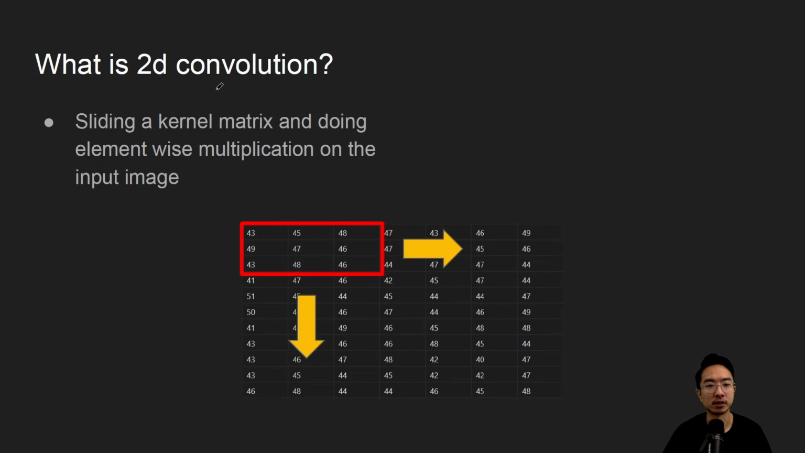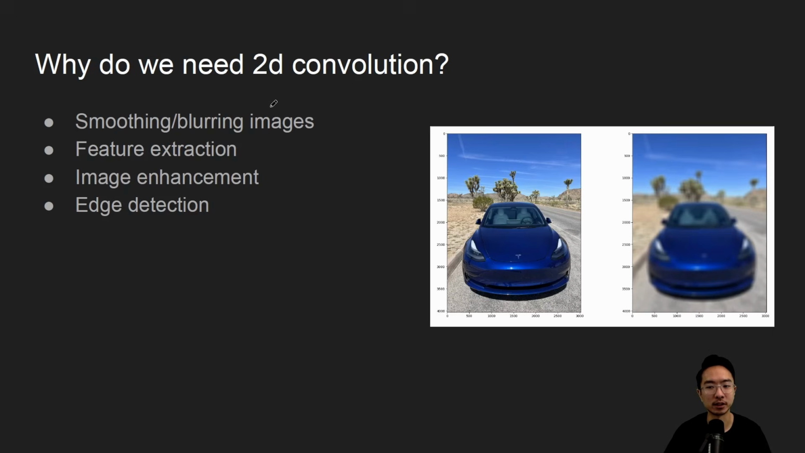So what is 2D convolution? The idea is we have a sliding kernel matrix. The kernel is just some matrix that we have, and we do an element-wise multiplication on the input image. So we're going to slide this matrix and do element-wise multiplication, and we'll get into more details of what that means. So why do we need 2D convolution?